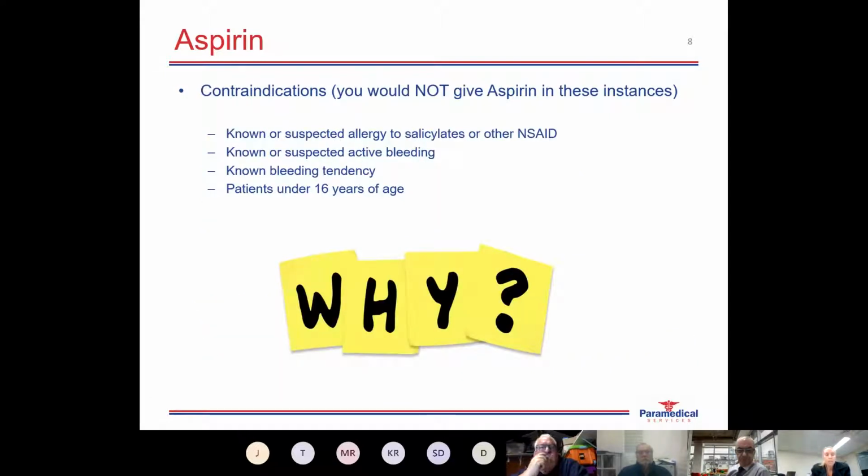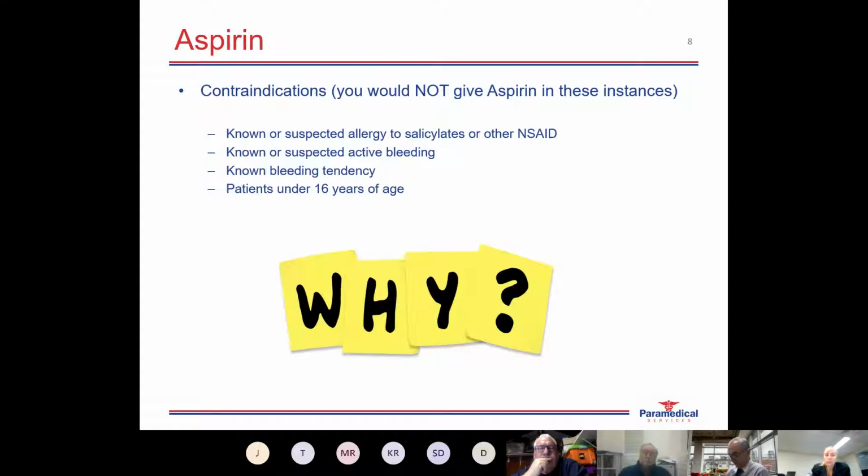So some contraindications. Now, adverse effects, we said these are things that might happen. So we would still give the patient the aspirin. However, these are effects that you may see in your patient. A contraindication is something that would stop you from giving this drug altogether. So you would not give aspirin in any of these circumstances.